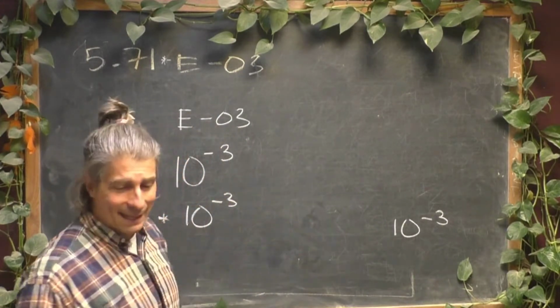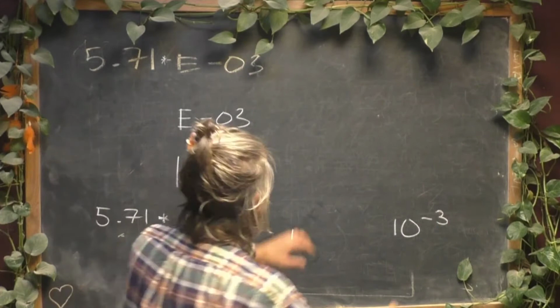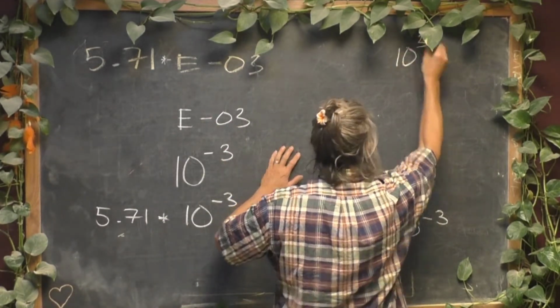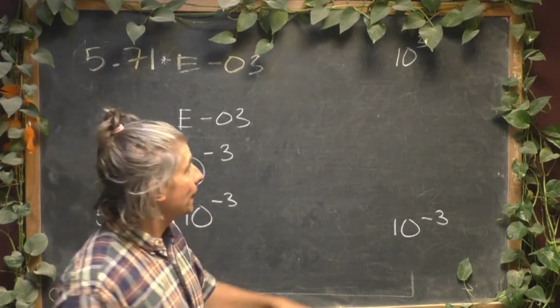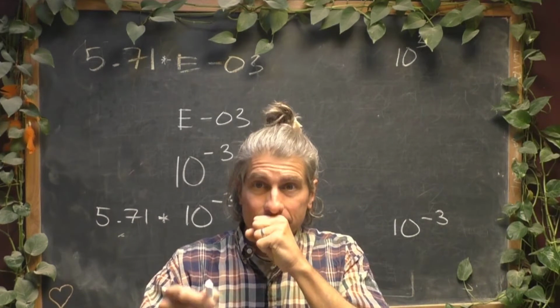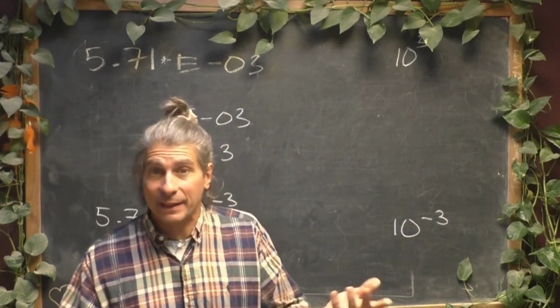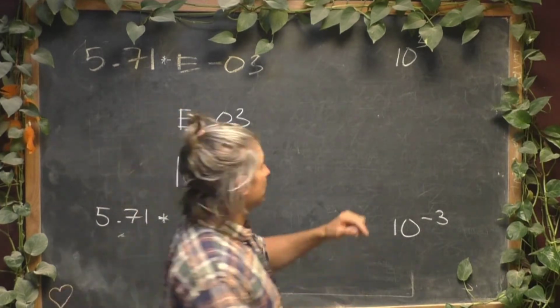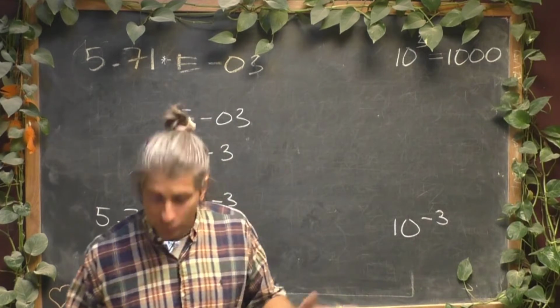Well, in order to make sense of what 10 to the negative third is, let's make sense of what 10 to the third power is first, and let's work down to 10 to the negative third. What is 10 to the third power? 10 times 10 times 10. It's using 10 as a factor 3 times by definition. So that's 1,000. Okay, good so far.